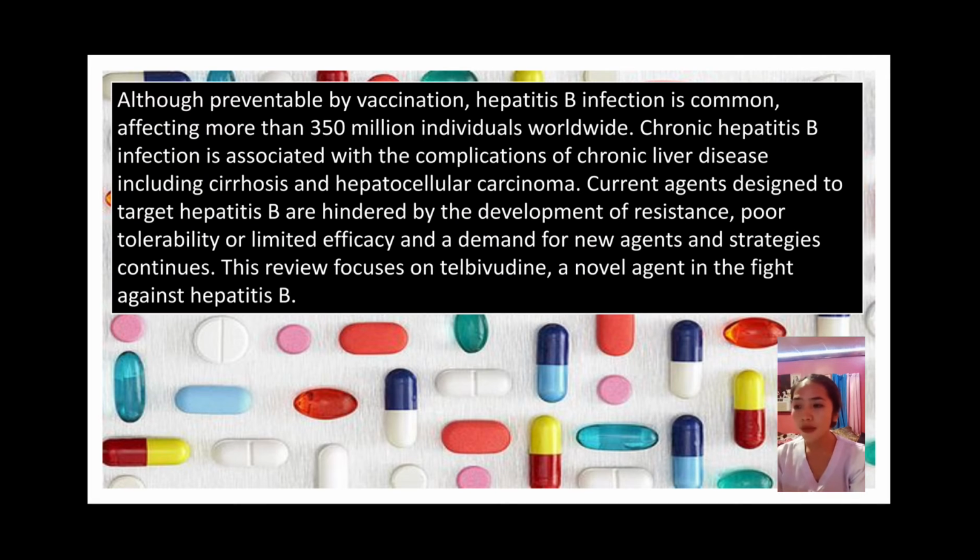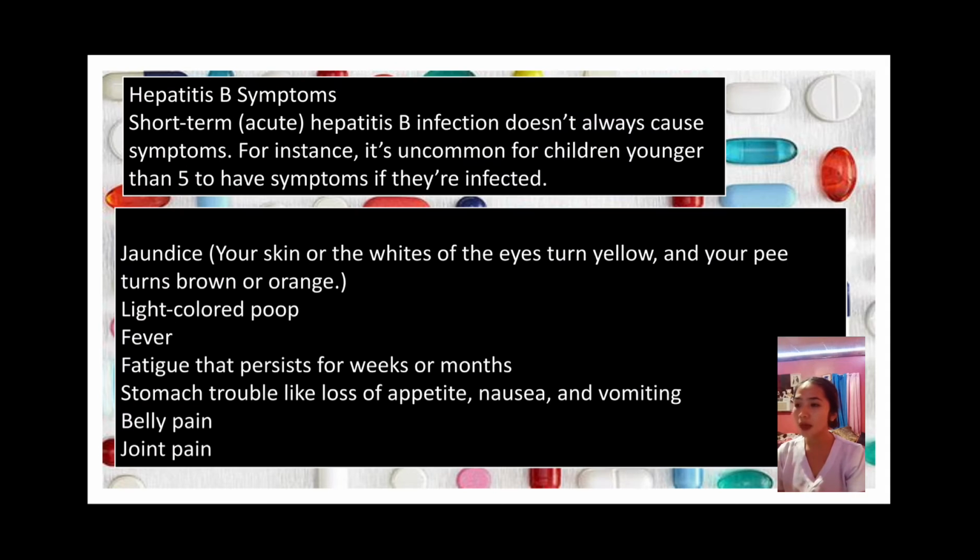Although preventable by vaccination, hepatitis B infection is common, affecting more than 350 million individuals worldwide. Chronic hepatitis B infection is associated with the complications of chronic liver diseases including cirrhosis and hepatocellular carcinoma. Current agents designed to target hepatitis B are hindered by the development of resistance, poor tolerability or limited efficiency, and demand for new agents and strategies continues. This review focuses on telbivudine, a novel agent in the fight against hepatitis B.